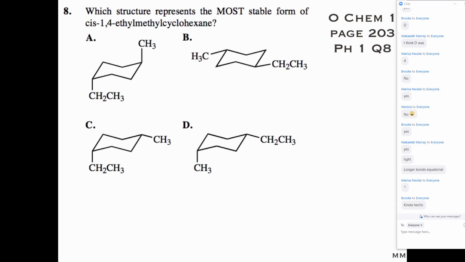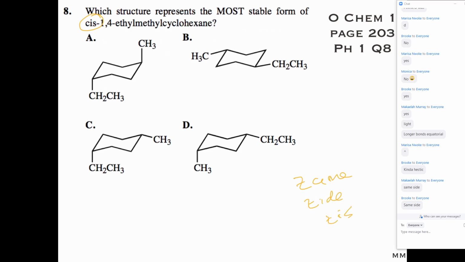So what structure represents the most stable form of cis? What is cis? Cis is opposite side or same side? If you're on the same side, you're cis. Okay, and you're Z when it comes to a double bond. So same side cis, perfect. So can I get rid of this one because they are trans?